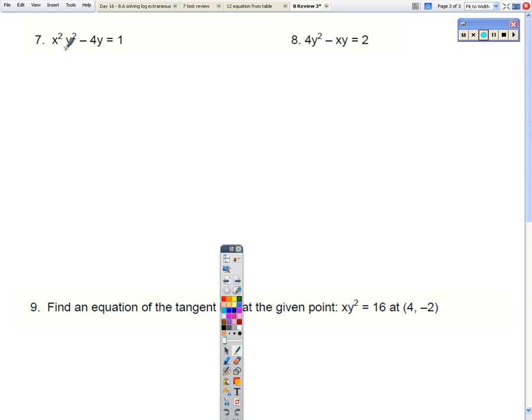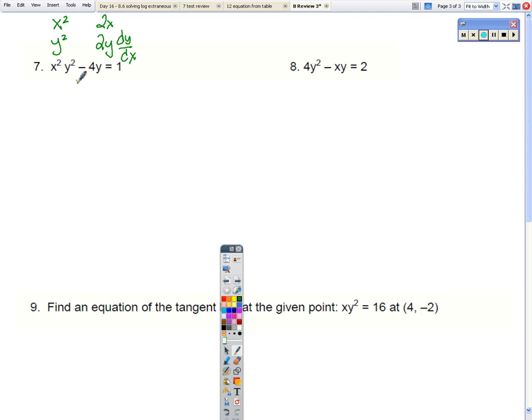Okay, so again, we need the product rule here. We have x squared and y squared. So here's my original functions, the derivative of each one. So the product rule says x squared, so 2x squared y dy/dx plus 2xy squared. Take x squared times this one, y squared times that one, minus 4 dy/dx equals 0.